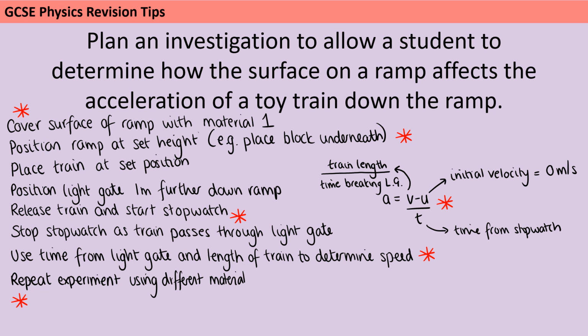And then we also need to talk about how we're going to control some control variables. So for instance, here we've talked about the height of that ramp, that will be a control variable. Or you could also have got the same credit for talking about the train being at a set position. Obviously we do need to do both of those, but often the exam board are just giving you credit for having identified one of the control variables.